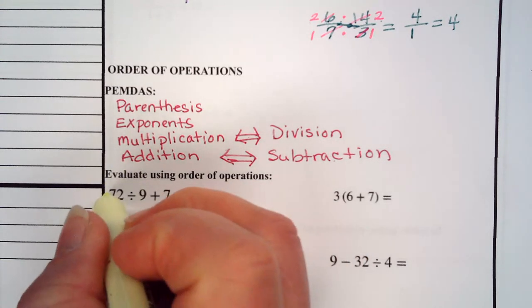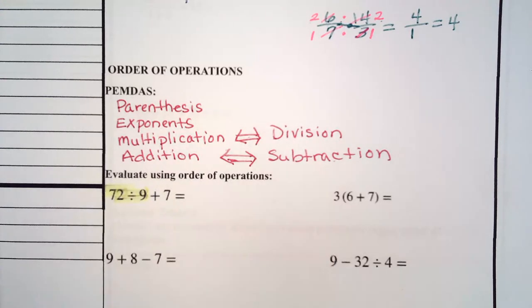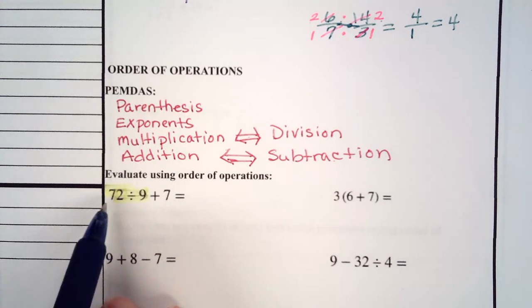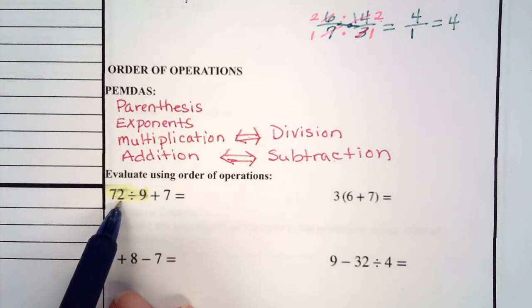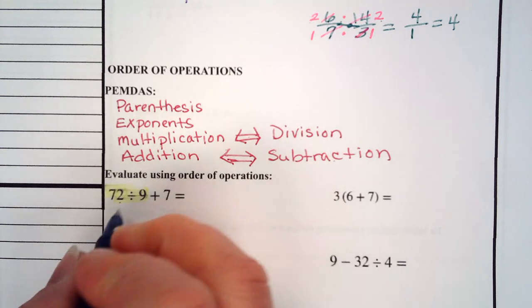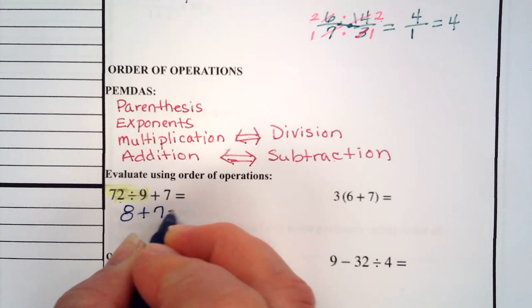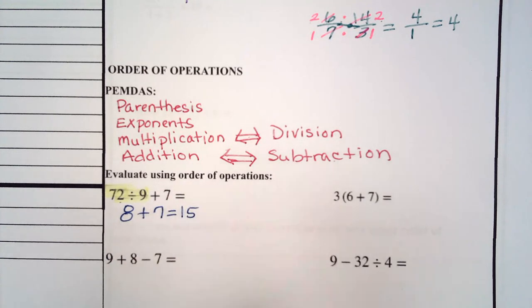So I've got 72 divided by 9. Is that an even number? Well, 7 plus 2 is 9. And we know that 9 is divisible by 9, so 72 is divisible by 9. 72 divided by 9 would be 8, plus 7, and that gives you 15.